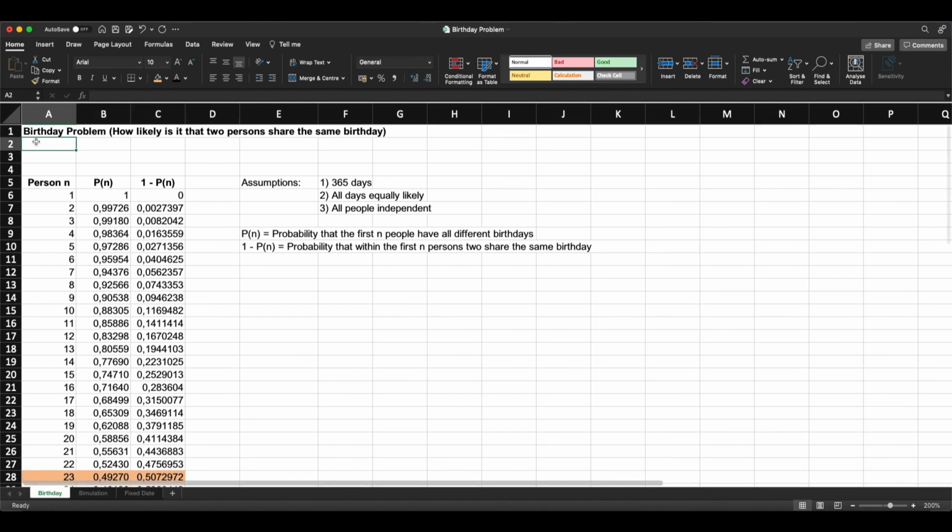So I hope with this short example I could show you the birthday problem and the probability that two persons share the same birthday out of a group.